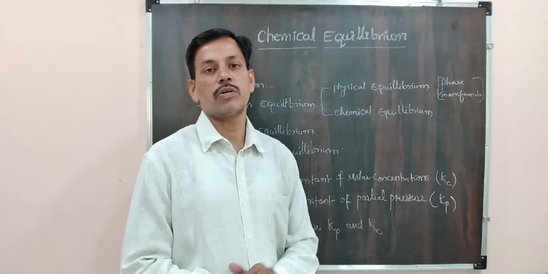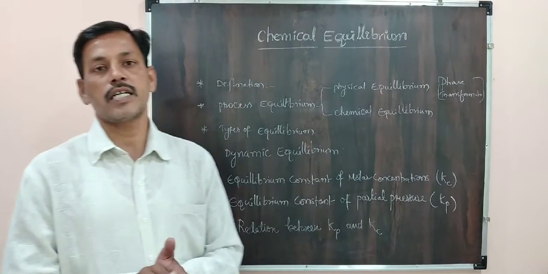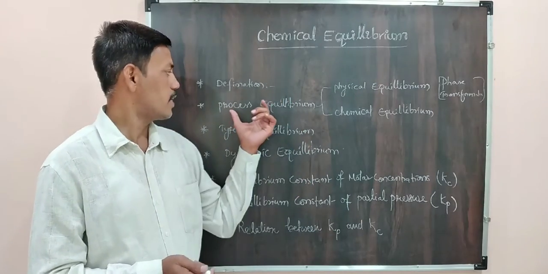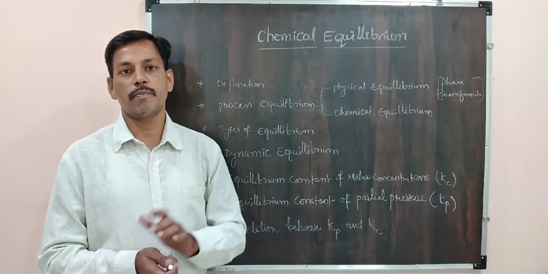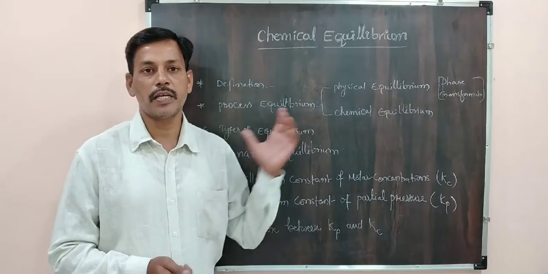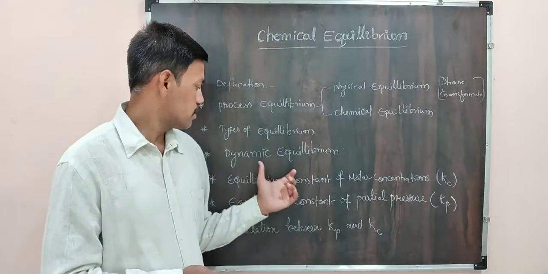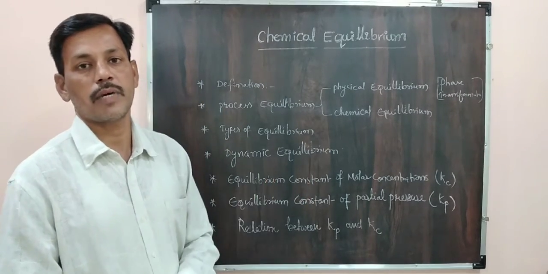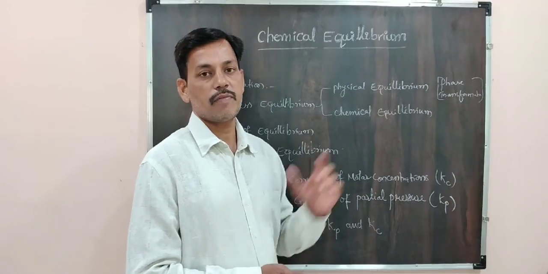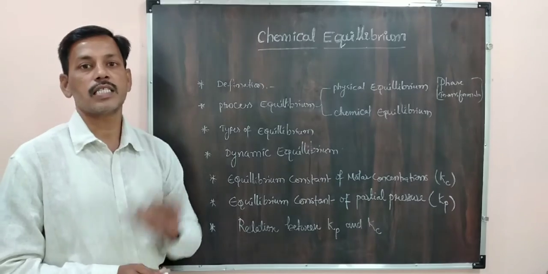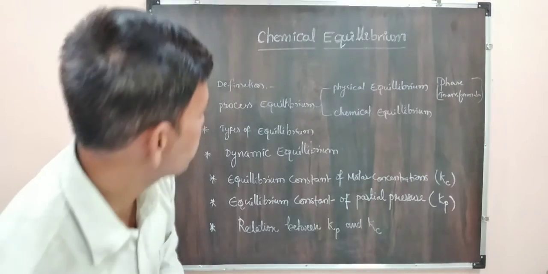and Kp. So in today's video we discuss the process of equilibrium, and in the process of equilibrium we have some types. After that, dynamic equilibrium, and the Kc and Kp, how to know the values of Kc and Kp. So let's see, friends. What is equilibrium? What is equilibrium?